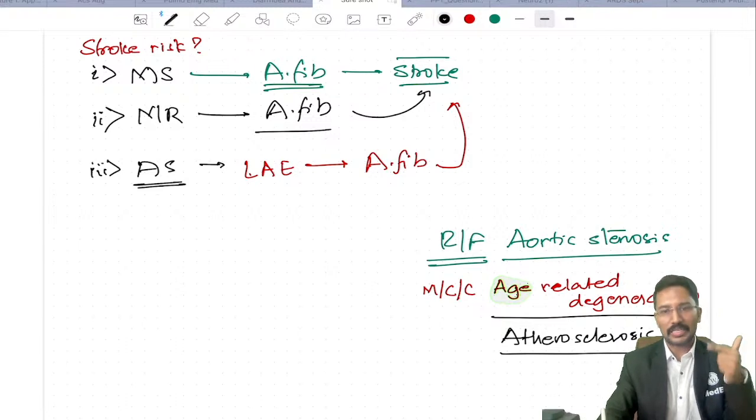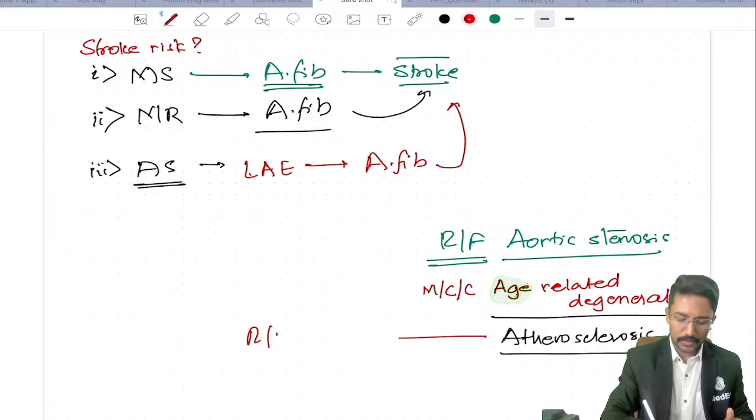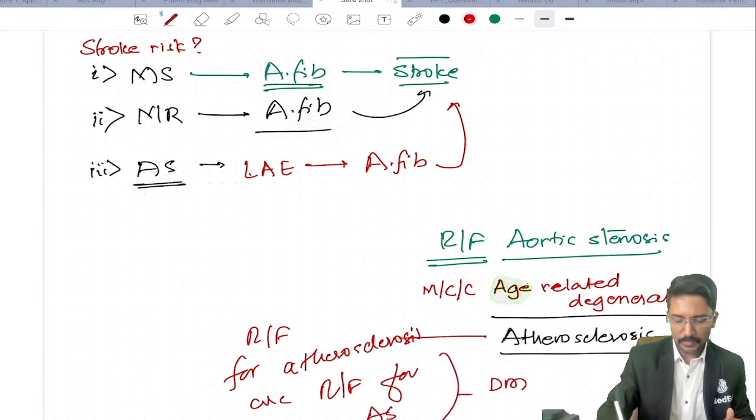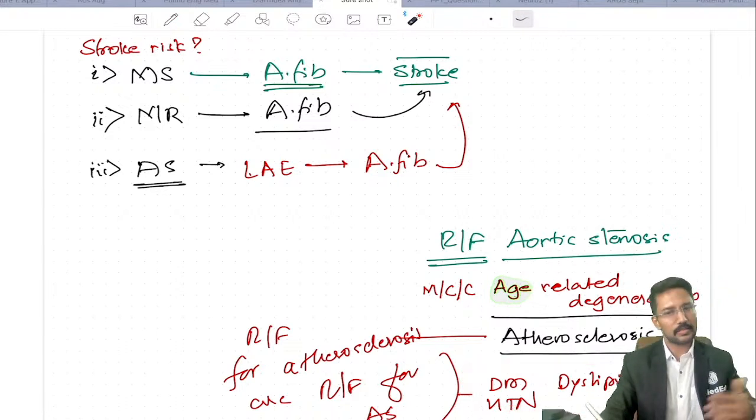So your hypertension, diabetes mellitus, these are all risk factors for atherosclerosis, right? So the risk factors for atherosclerosis are risk factors for aortic stenosis also. So that includes your diabetes mellitus, hypertension, dyslipidemia. So anyone who is having all this cluster can develop coronary artery disease, he can develop aortic stenosis, he can develop stroke also.